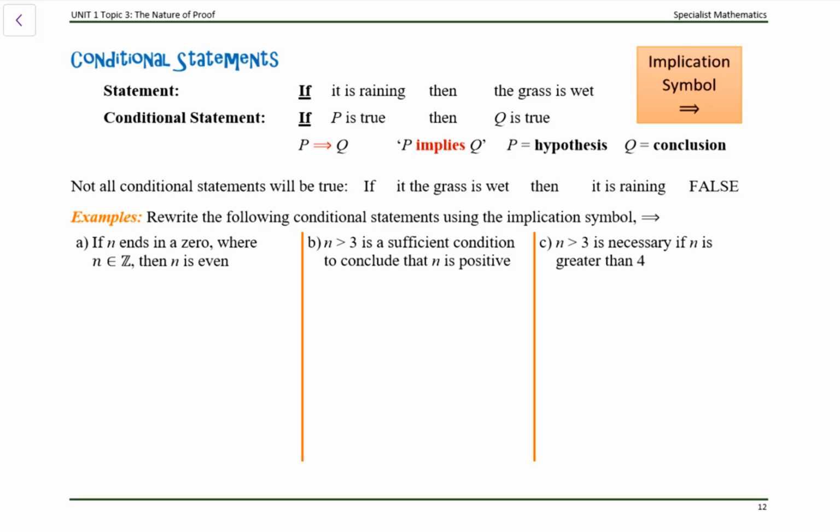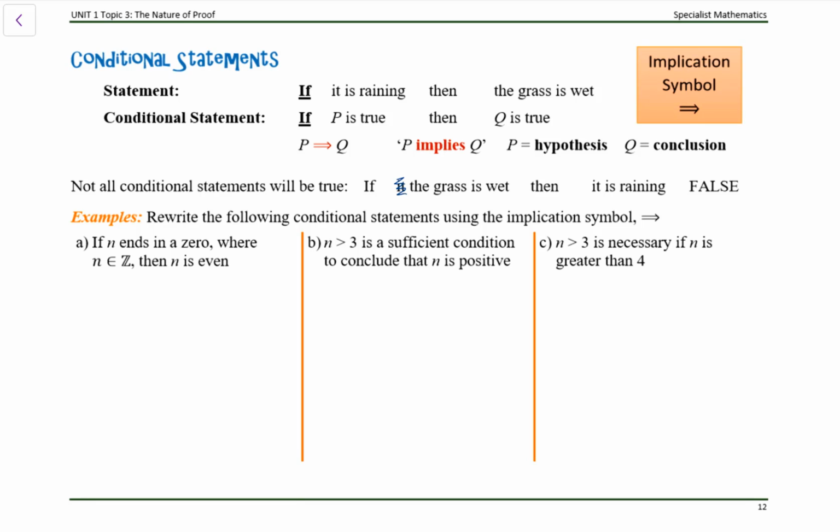Now note not all conditional statements will be true. So if it is raining, then the grass is wet, that would be true. The grass would have to be wet. But if I put, if the grass is wet, then it is raining. Well, not necessarily. That's false. What if I use sprinklers? Okay? Or what if it rained before and the grass is wet but it's not raining now?